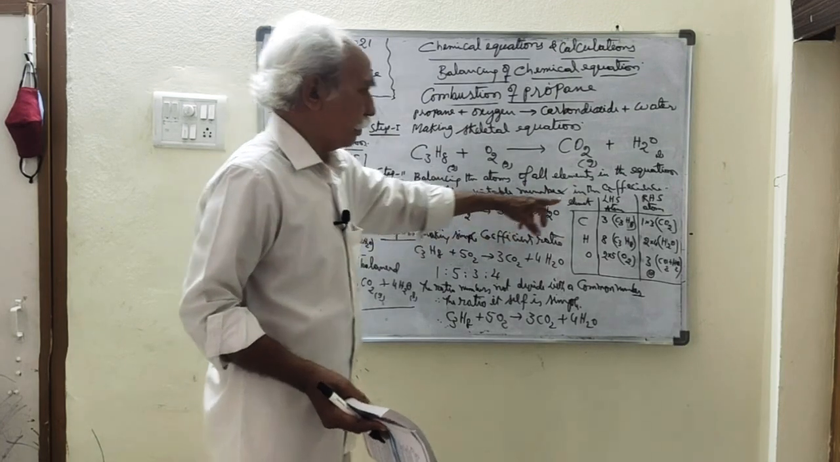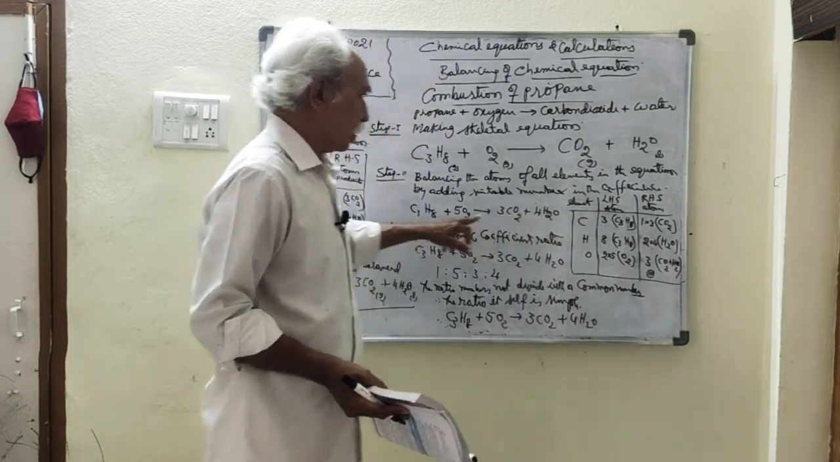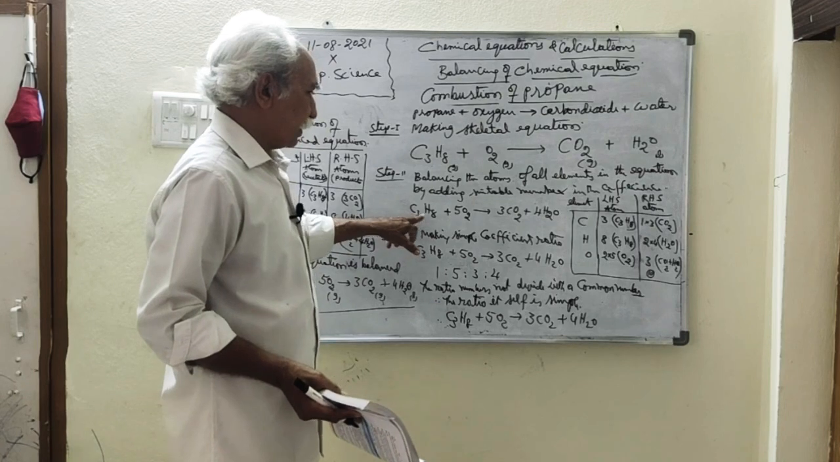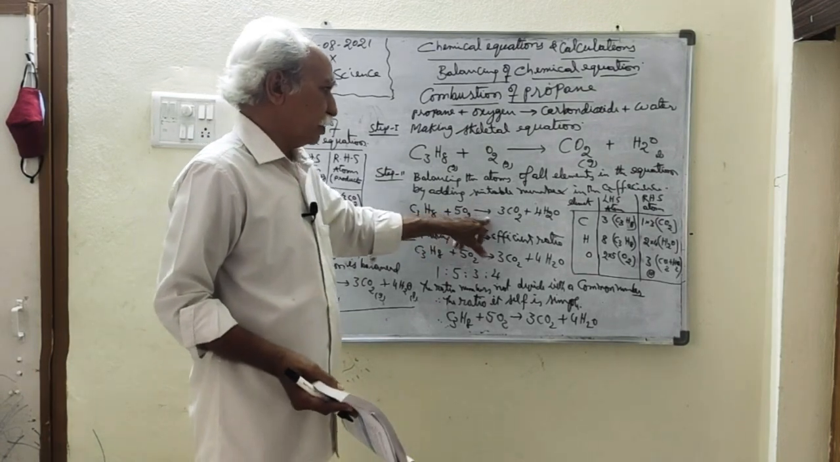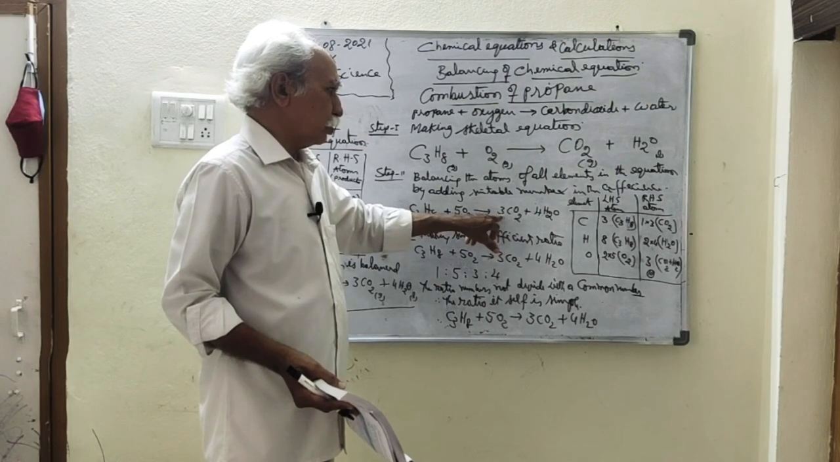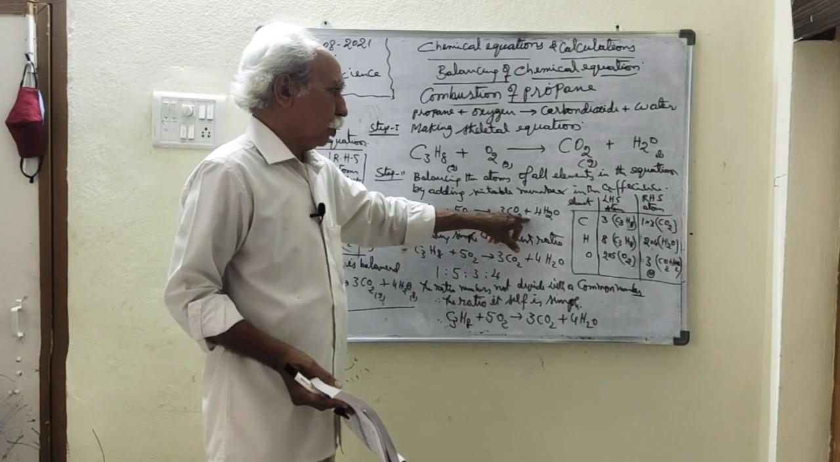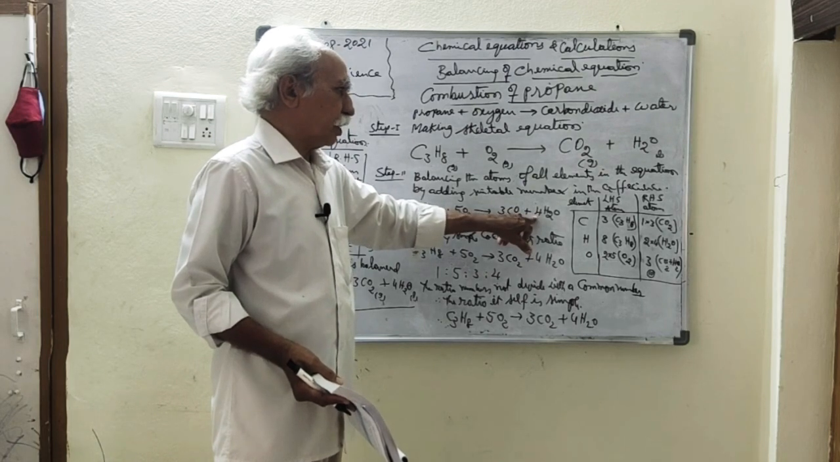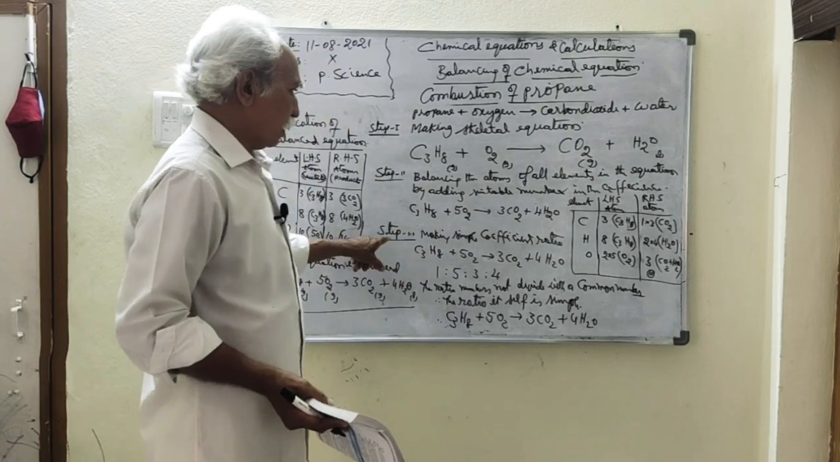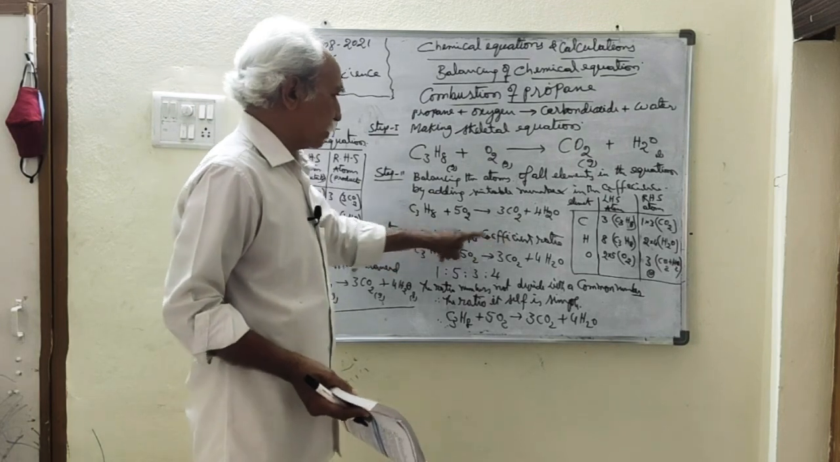See, here by taking this tabular form, we came to conclude that C3H8 plus 5O2, here suitable number is 5, gives rise to 3CO2, plus 4 is a suitable number, you add 4 in the coefficient of H2O. Then step 3, making simple coefficient ratio. What is simple coefficient ratio?